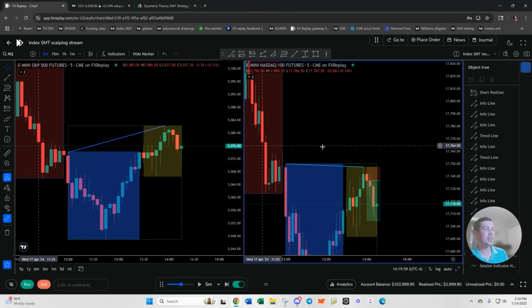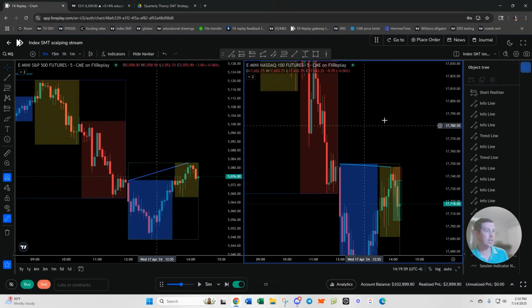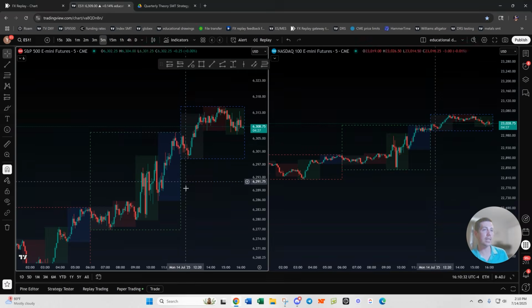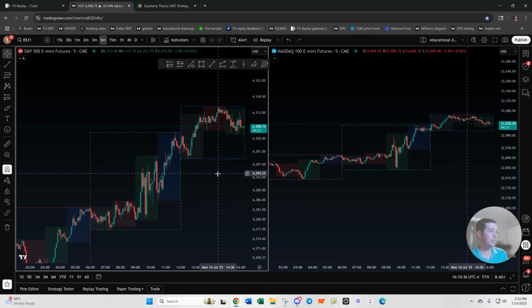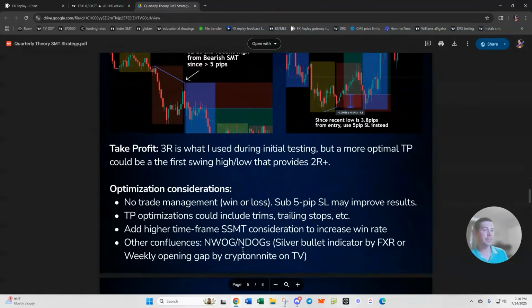I've started using SMT divergence with this framework, and I really like visualizing it in this way. I think it makes it a lot easier to see. And so I more often use SMT divergence as a confluence now within most of my trading, and it just helps me improve my win rate. You know, looking at those things. I think in the strategy PDF, I also mentioned these new week opening gaps, new daily opening gaps are also some confluences that he likes to use with some of the strategies. So that could also be something if you're trying to optimize.